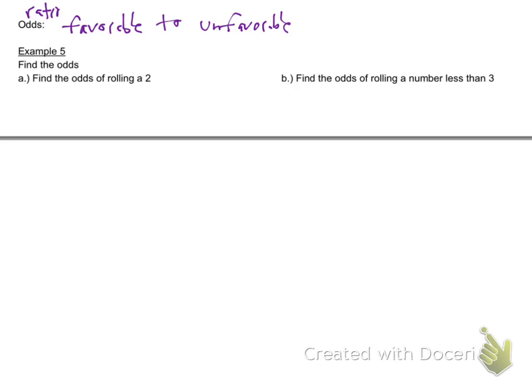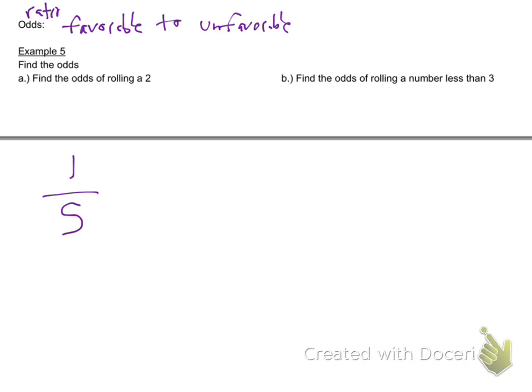What are the odds of rolling a 2? How many on a die are a 2? 1. How many of them are not a 2? 5. So the odds of rolling a 2 is 1 in 5. The probability of rolling a 2 is 1 in 6. They're different because they mean something different.